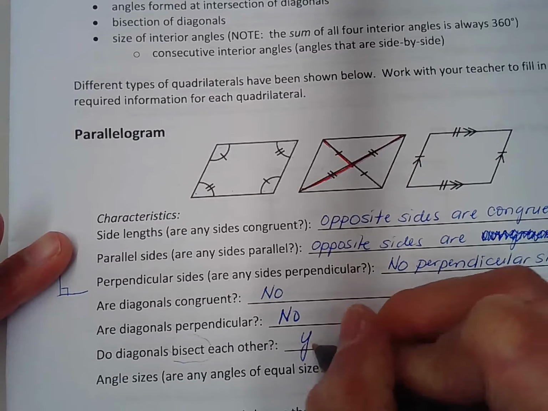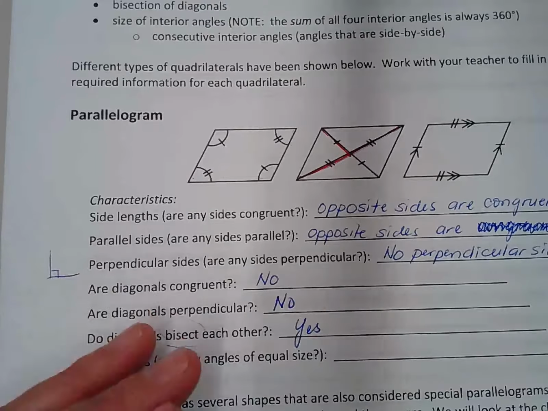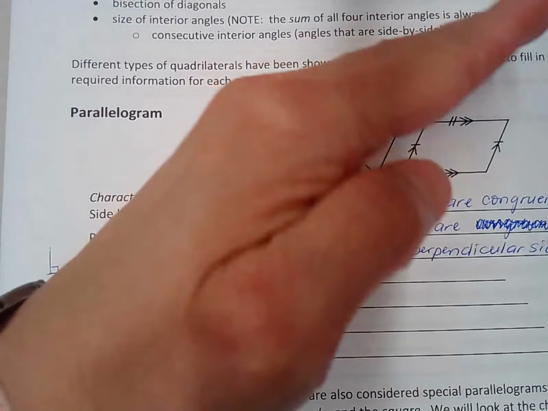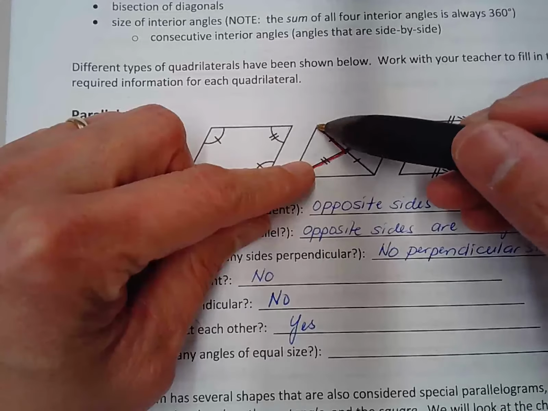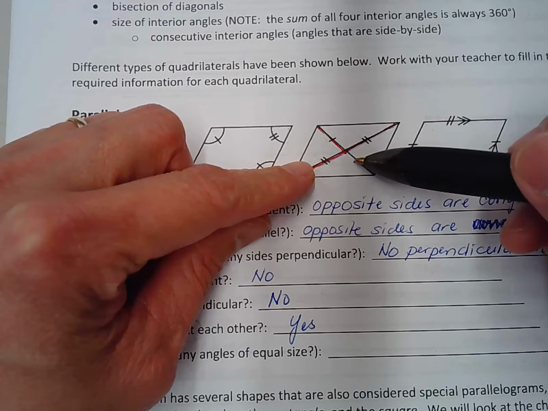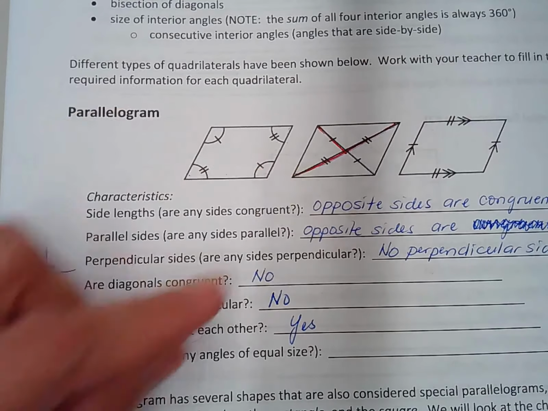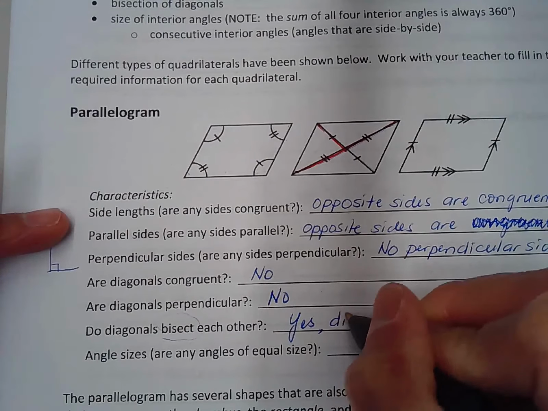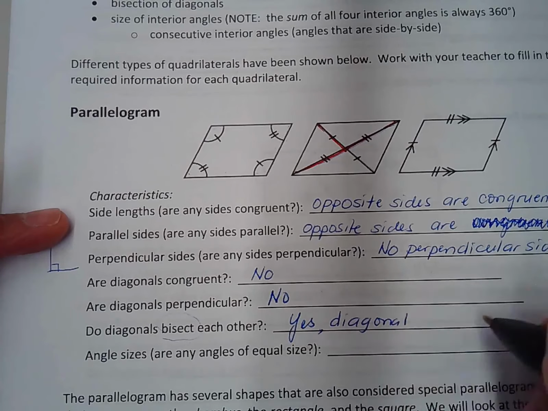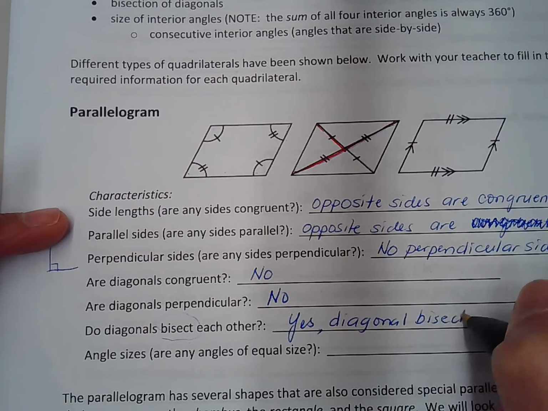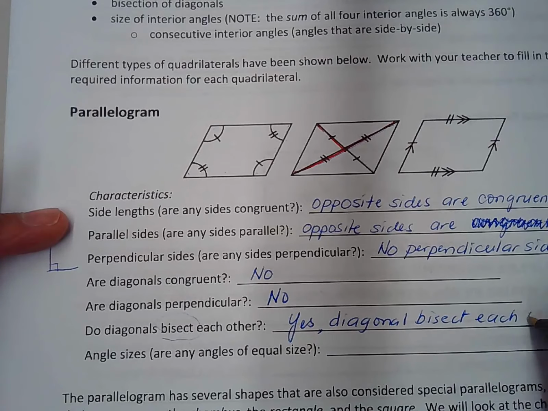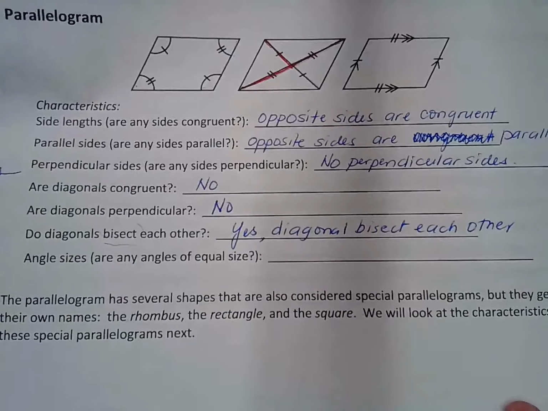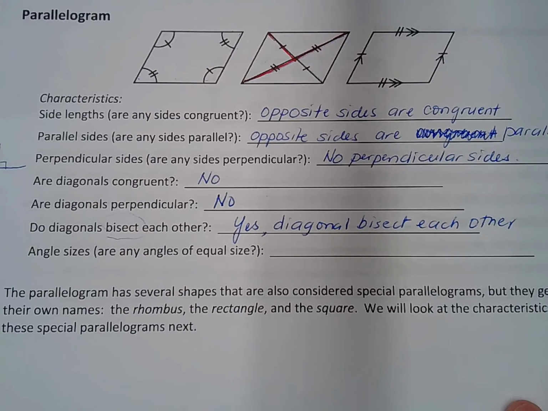So yes. Now what about this one? If this is my knife, cut it like that, it will cut this diagonal into two equal parts. Two equal parts, yes. Diagonals bisect each other. That means they cut each other in two equal parts.